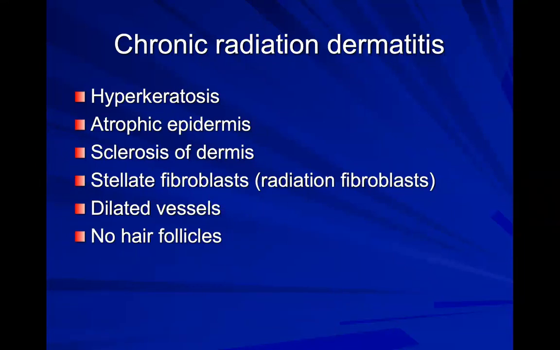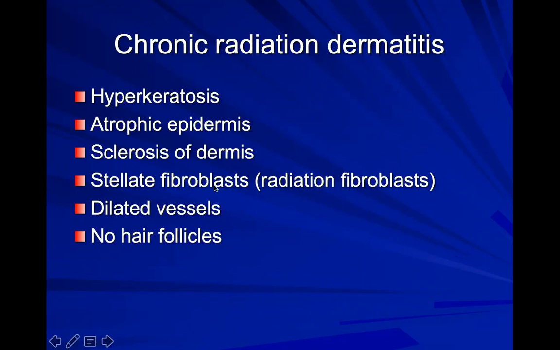Now we're moving on to chronic radiation dermatitis. So radiation dermatitis starts as a dermatitis, and then it becomes more fibrotic with time, and then when it's very chronic, it becomes sclerotic. You will see hyperkeratosis. You may see an atrophic or even ulcerated epidermis. You'll see sclerosis, and the difference between morphea and LSNA and chronic radiation dermatitis is that you're going to have funny looking fibroblasts. Sometimes they're stellate, sometimes they're not. They're just big and funny looking. We call these radiation fibroblasts.